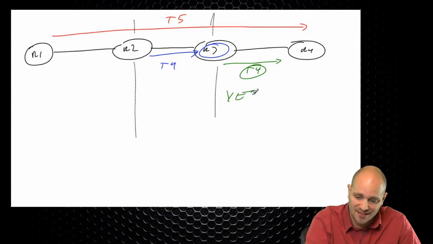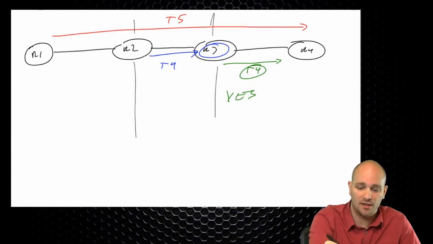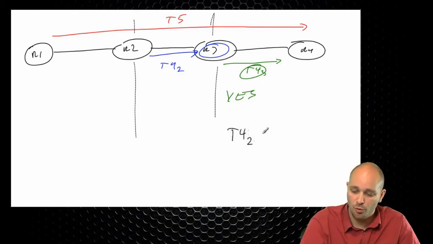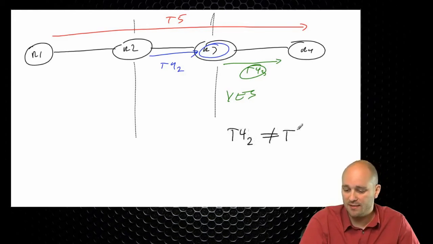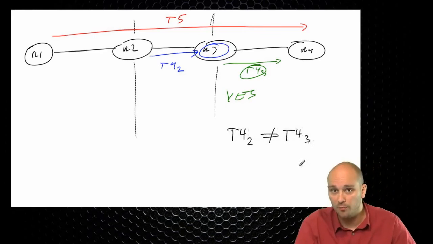Yes, the answer is yes. This type 4 is not the same as this one here. So let's call this type 4 from 2, and this is type 4 from 3. Type 4 from 2 is not the same as type 4 from 3. They are going to be very different.